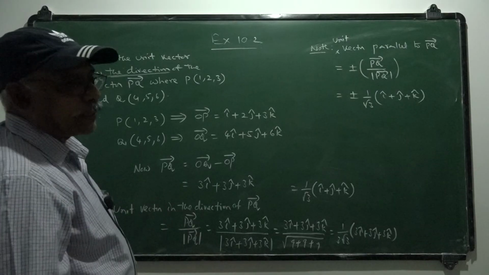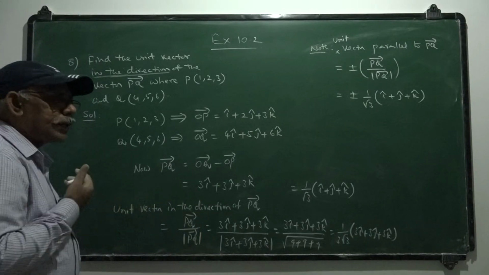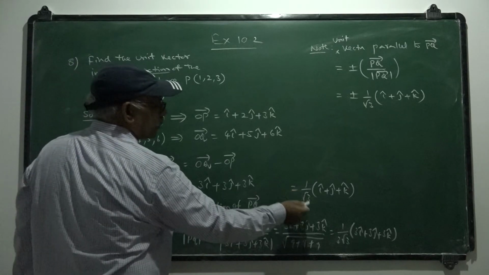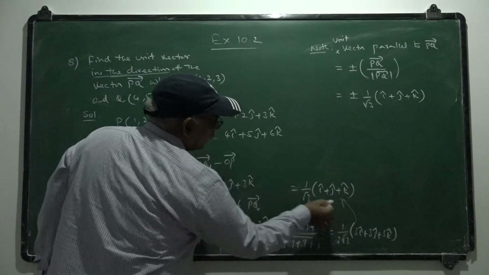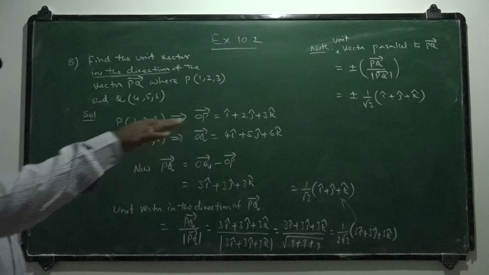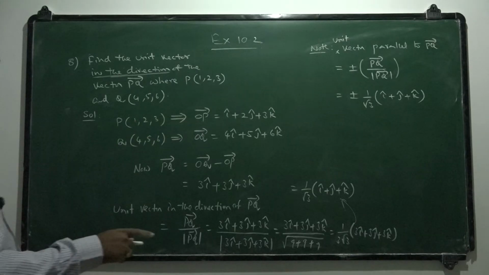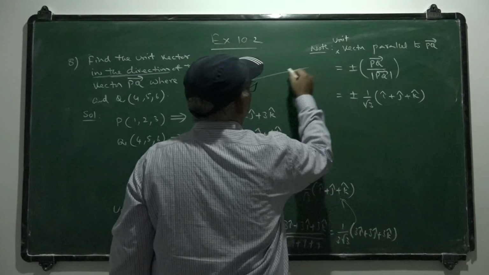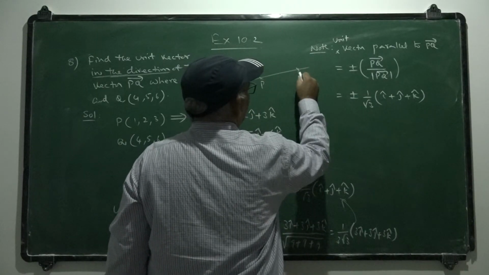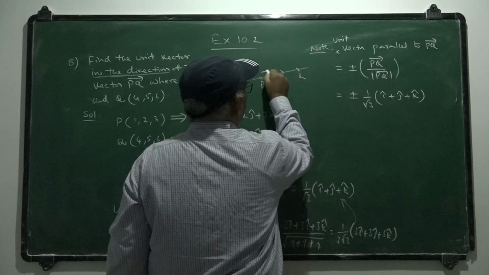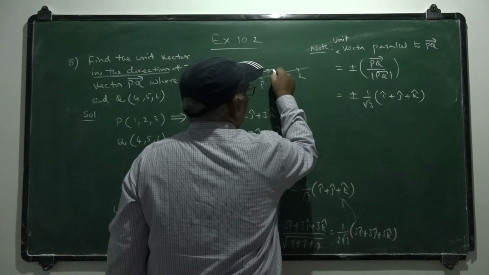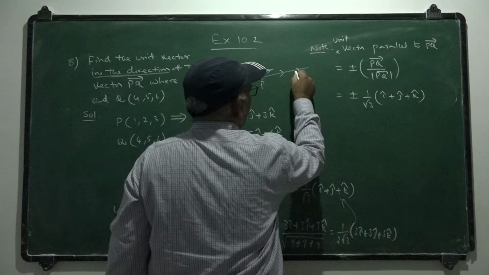Unit vector parallel to the vector is different from unit vector in the same direction of the vector. This is the unit vector in the same direction. This is the vector in the same direction of PQ bar, but whereas this is the vector parallel to PQ bar. This is PQ, of course. This is PQ bar.